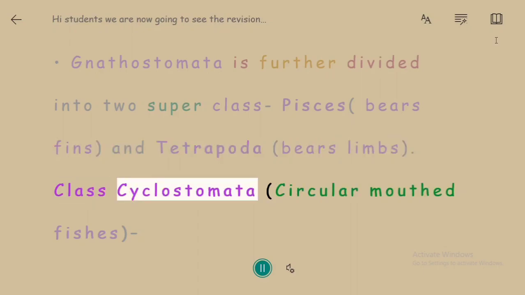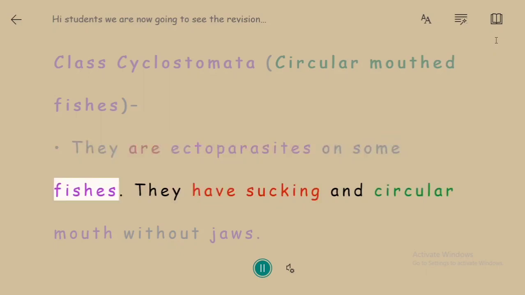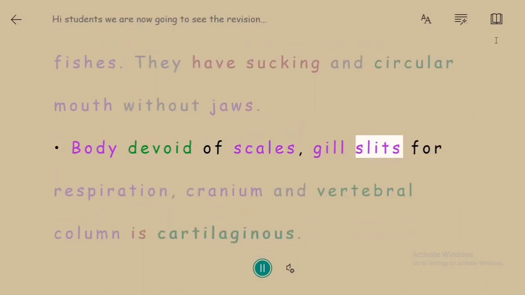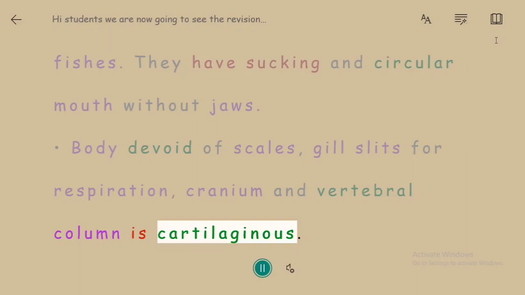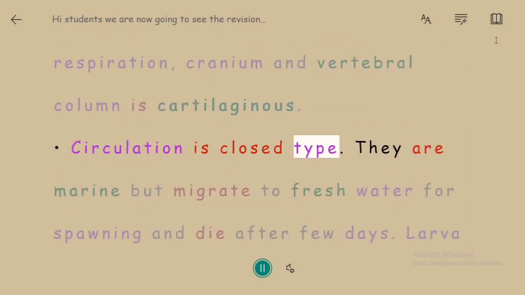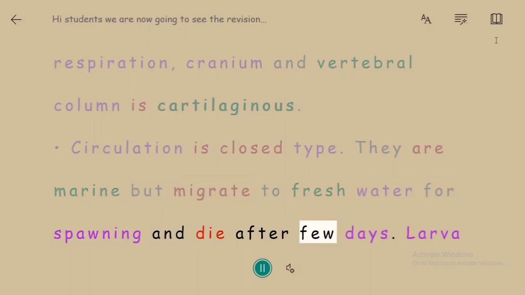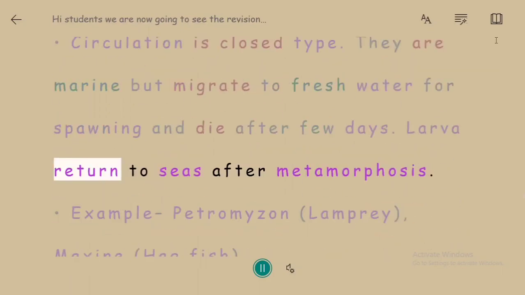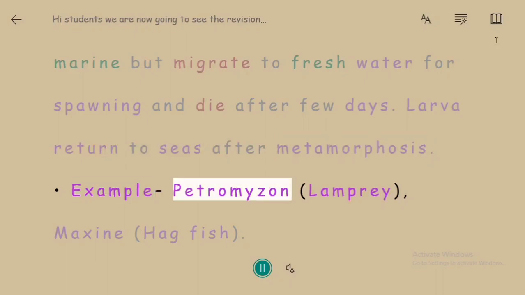Class Cyclostomata, circular mouth fishes. They are ectoparasites on some fishes. They have a sucking and circular mouth without jaws. Body devoid of scales, gill slits for respiration, cranium and vertebral column are cartilaginous. Circulation is closed type. They are marine but migrate to fresh water for spawning and die after a few days. Larvae return to seas after metamorphosis. Example: Petromyzon, lamprey, Myxine, hagfish.